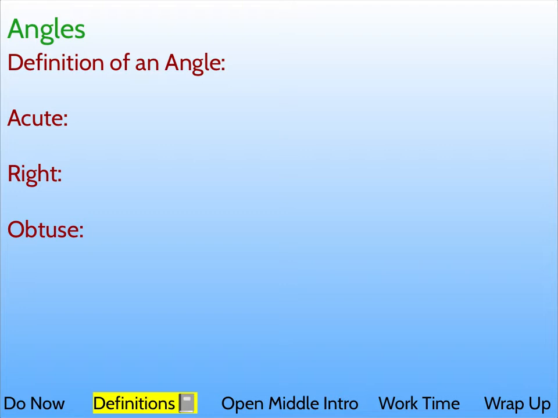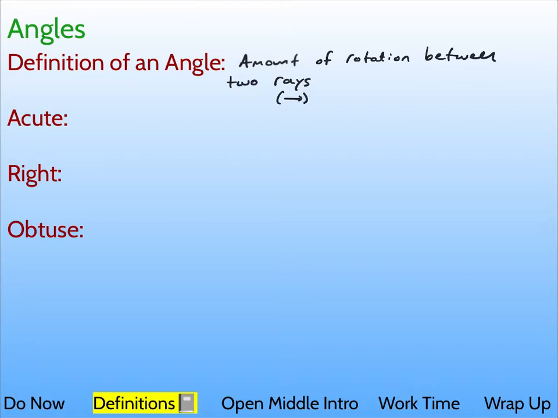And the definition of an angle is the amount of rotation between two rays. In case you forgot, rays are things that stop on one end but go forever in one direction.